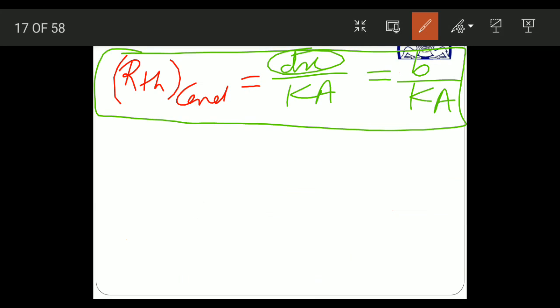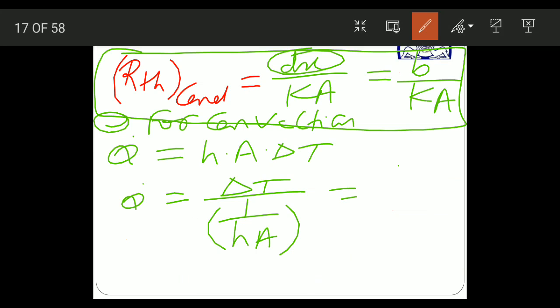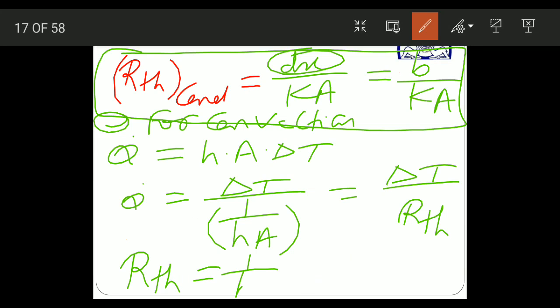Now what is it for convection? For convection we can write this as h into A into delta T. If you modify this equation, we get delta T upon 1 upon hA. If you compare this with delta T upon RTH, then RTH is equal to 1 upon hA. This is for convection.